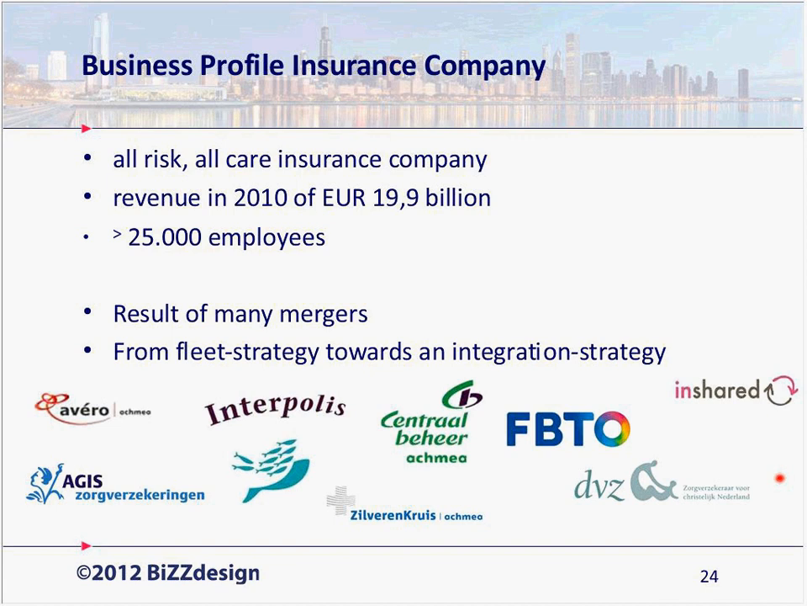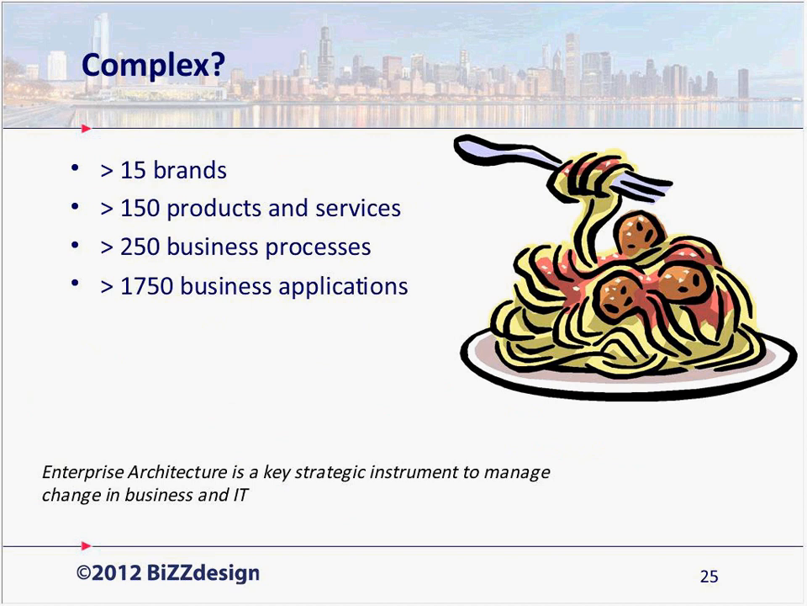Around 25,000 employees, a revenue of around 20 billion euro. So, complex: more than 15 brands, more than 150 products and services, and over 250 business processes. And the number of applications is around 1,750. Here, EA was really a key strategic instrument to manage change, because you get the spaghetti.